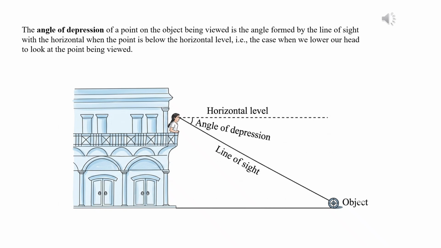The angle of depression of a point on the object being viewed is the angle formed by the line of sight with the horizontal when the point is below the horizontal level. That is, the case when we lower our head to look at the point being viewed.